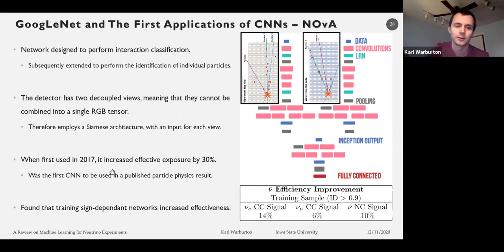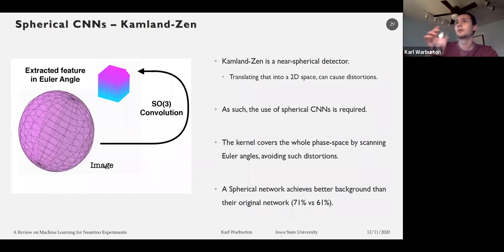And since 2017, we found that training sign-dependent networks is very important. So training a network for neutrino mode and a network for anti-neutrino mode, because we run in two different modes, one where we record neutrinos, one where we record anti-neutrinos. And we found that doing this can increase the effective exposure in anti-neutrino mode by up to over 10%, which again is extremely important.